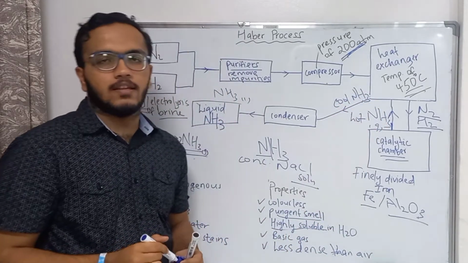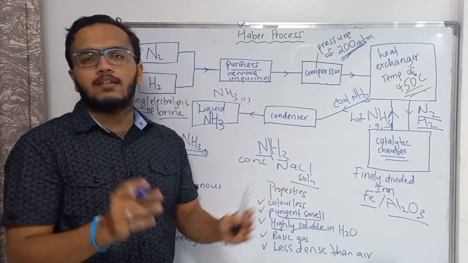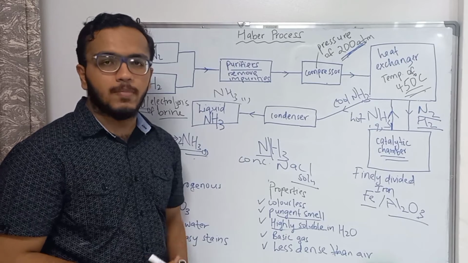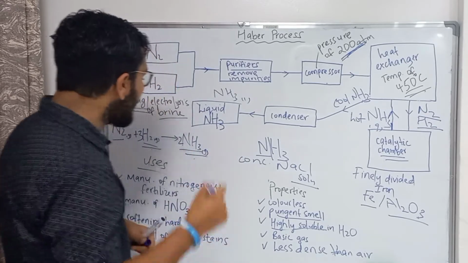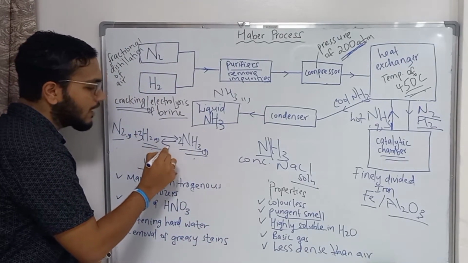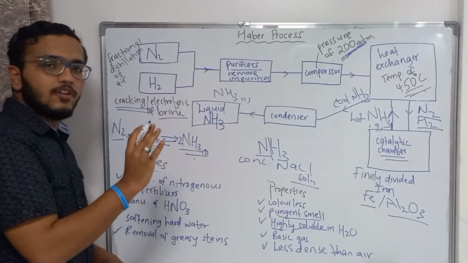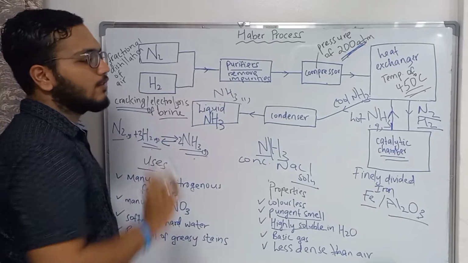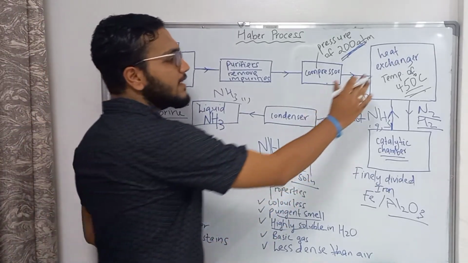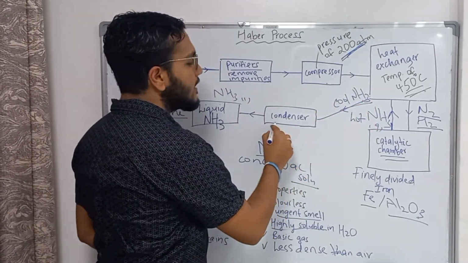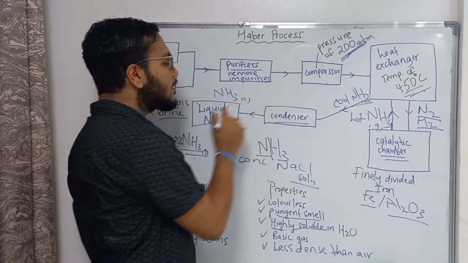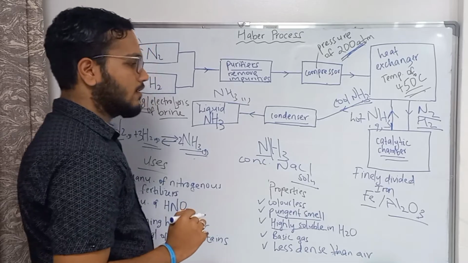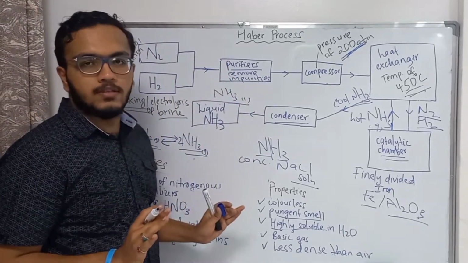Why are we cooling the ammonia? Why are we not just letting it go the way it is? We are cooling the ammonia to prevent its decomposition back into nitrogen and hydrogen, because here the reaction is reversible. If favorable conditions are present, the ammonia can decompose back into nitrogen and hydrogen. From the heat exchanger, the cool ammonia is then condensed to form liquid ammonia. Ammonia is collected as a liquid for easy collection. So that's it about the Haber process.